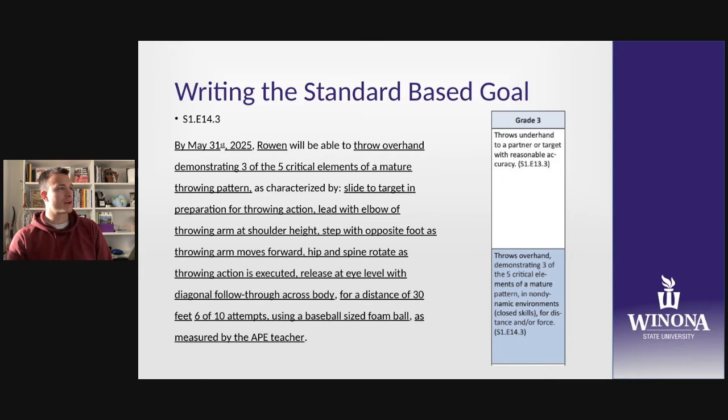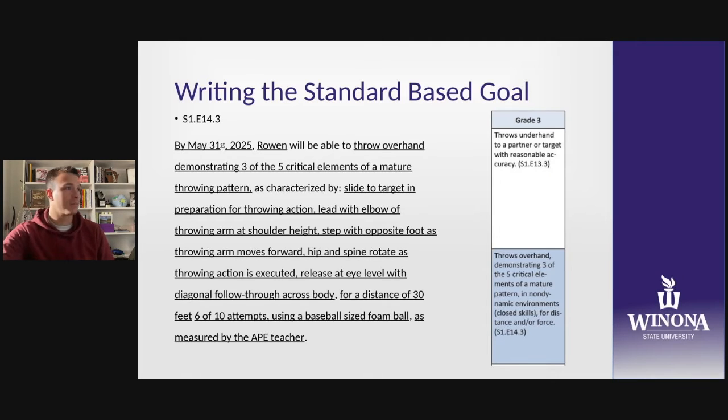Slide to target in preparation for throwing action, lead with elbow if throwing arm at shoulder height, step with opposite foot as throwing arm moves forward, hip and spine rotate as throwing action is executed, release at eye level with diagonal follow through across body for a distance of 30 feet, which is trying to accomplish that distance aspect or force aspect of the specified grade level outcome, on 6 of 10 attempts using a baseball-sized foam ball as measured by the adapted PE teacher.